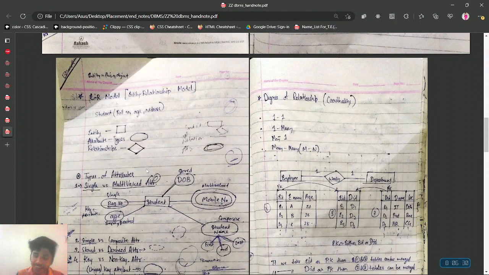Now, an entity can be shown with a rectangle or square shape. Then an attribute can be shown in a circular or oval shape, and a relationship is shown in a diamond shape or rhombus shape. Once again, I will repeat. So entity, attribute, and relationship are the three major parts of the entity relationship model. Entity is shown by a rectangle or square, attribute is shown in a circular or oval, and relationship can be denoted by a rhombus or kite.